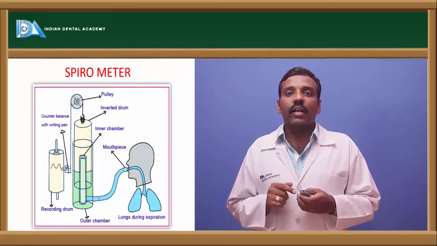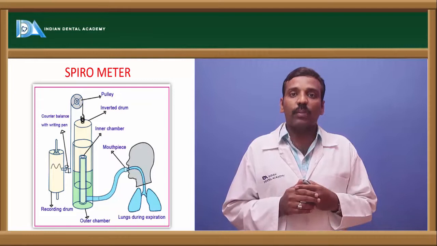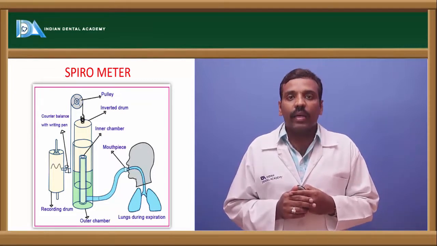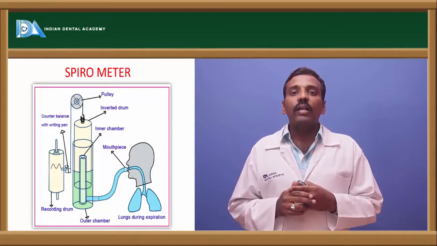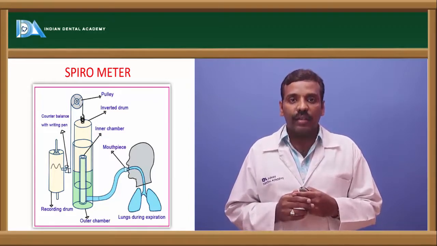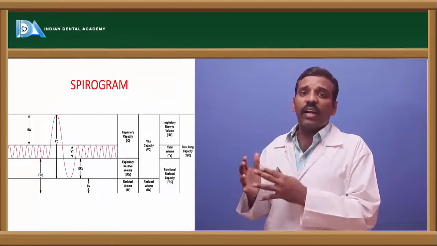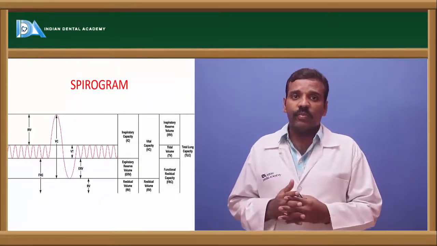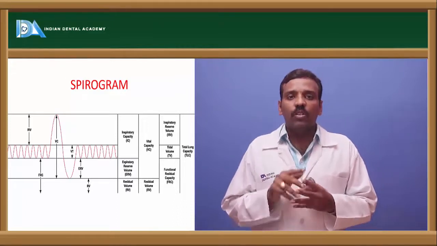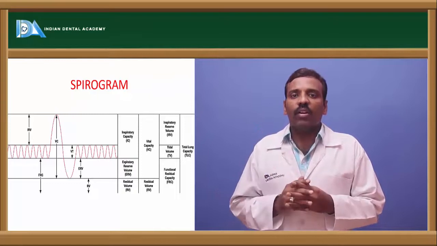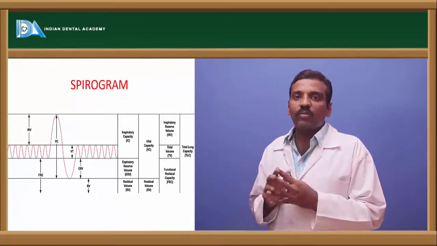That normal recording of the respiratory lung volumes and capacities is called eupnea. Eupnea means the recording of normal lung capacities and volumes. If you see that recording, it is like this. In the middle is the tidal volume, the smallest one, the red colored one. In the middle of this, we can observe most of the tidal volumes.